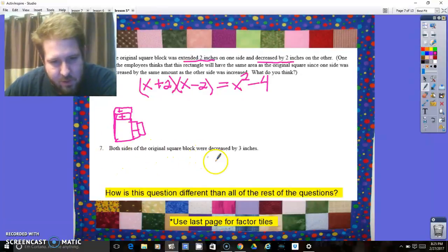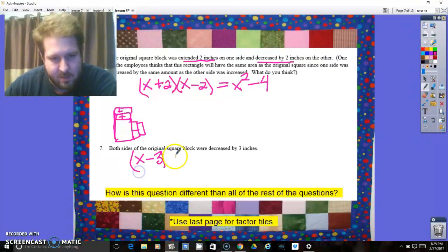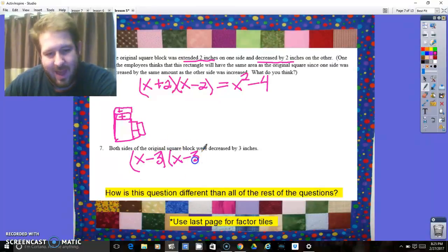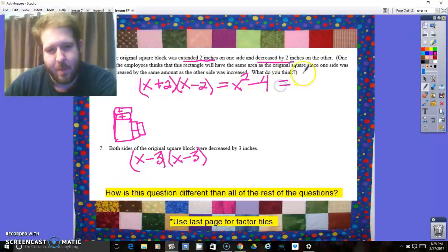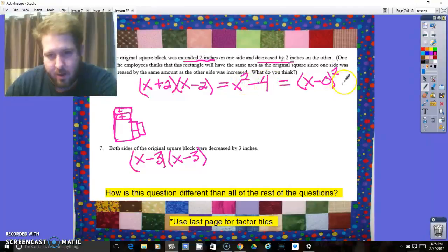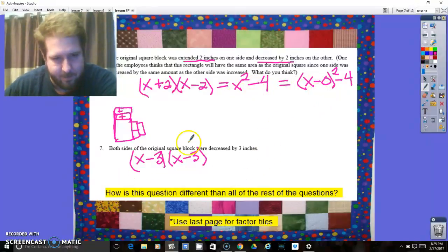Both sides of the original square block were decreased by 3. So that's x minus 3 times x minus 3. By the way, the last one can't be done in vertex form because vertex form would actually look exactly the same. It would just be x minus 0 squared, but that's just x squared with a minus 4 on the outside. But honestly, that's really just x squared minus 4. So I think these two are really just the same thing.